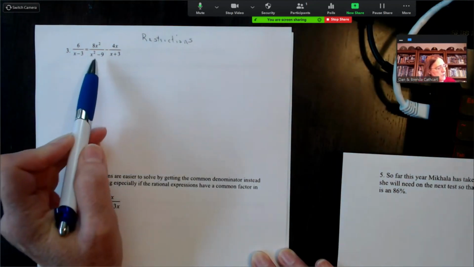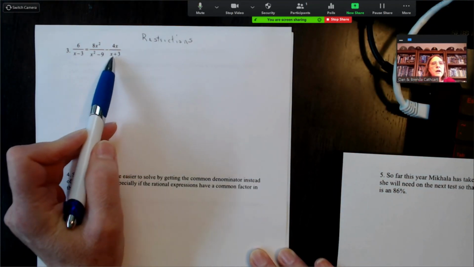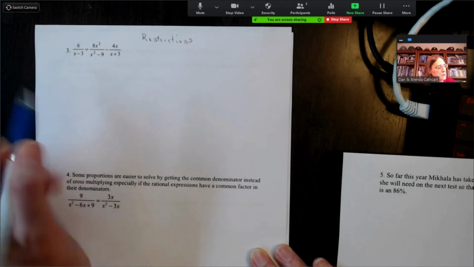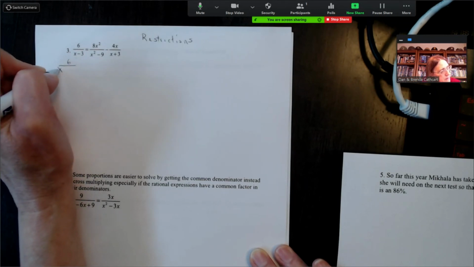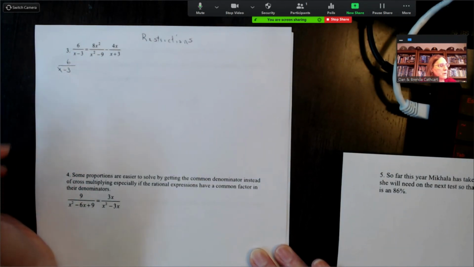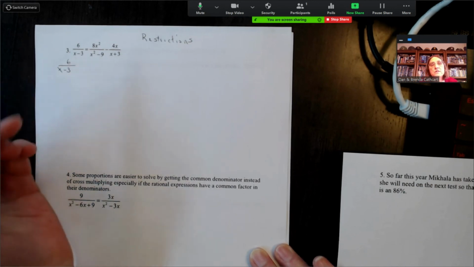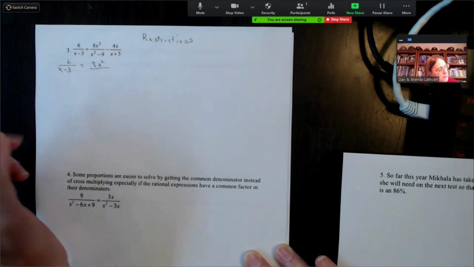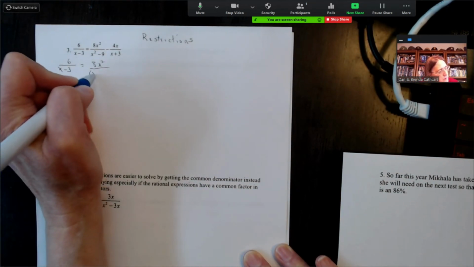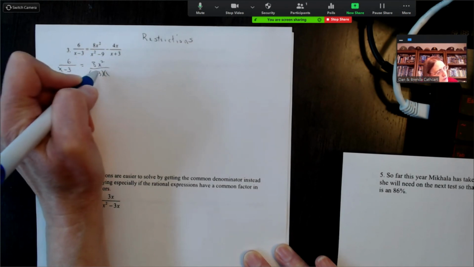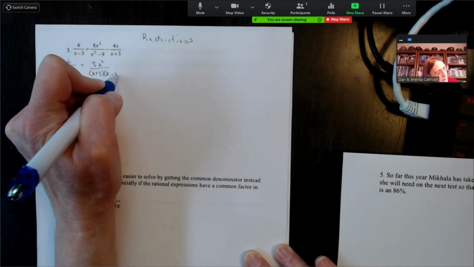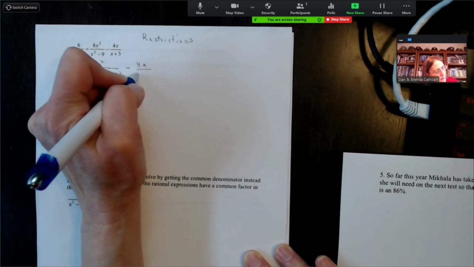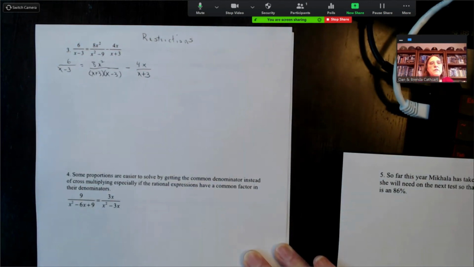In our restrictions, our denominators can't be 0. And as I look at the denominators equal to 0, it's easiest to write them in factored form. So let's go ahead and write all of our terms with denominators factored. In our first term, the x minus 3 doesn't factor any farther, so we leave it. On the right side of the equal sign, x squared minus 9 factors to x plus 3 and x minus 3. And our last fraction, the x plus 3 in the denominator does not factor.